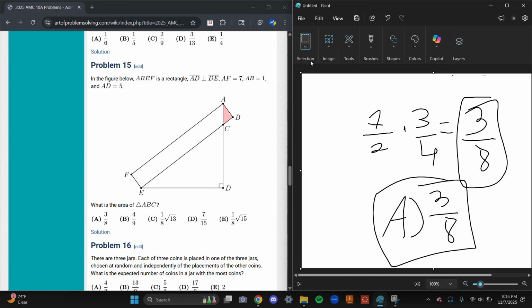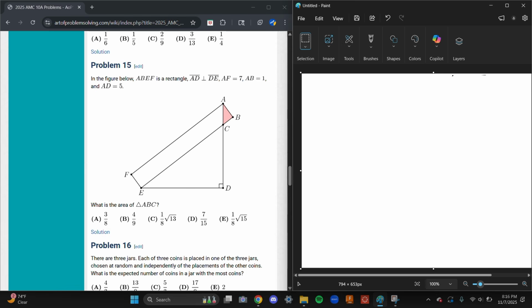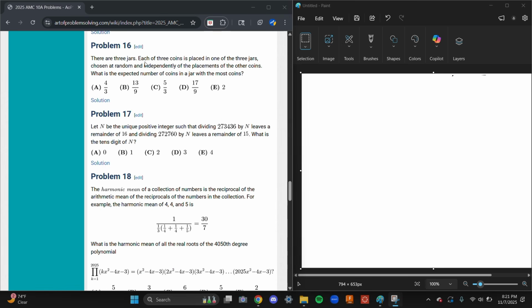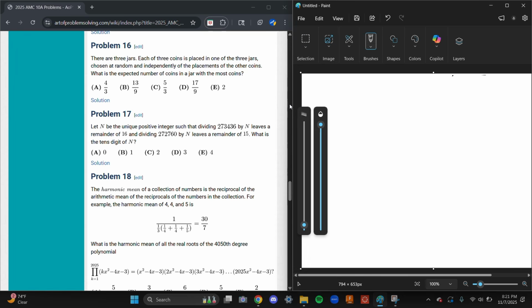Okay, now let's move on to problem 16. Chosen at random, what is the expected number of coins in a jar with the most coins? Okay, so we have three main cases, right? Let's say the jar with the most number of coins can either have 1, 2, or 3 coins inside of this jar.